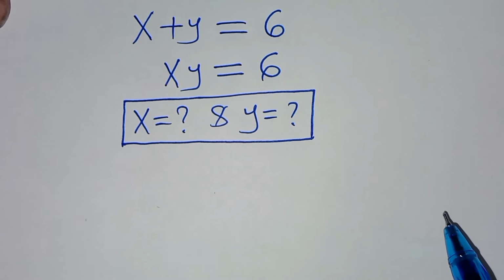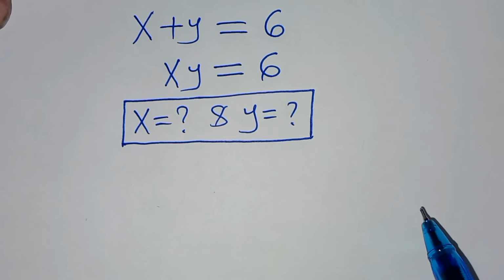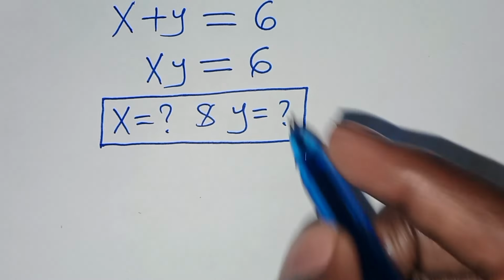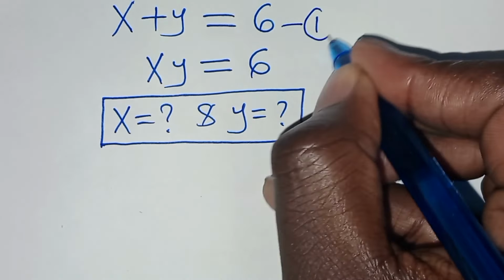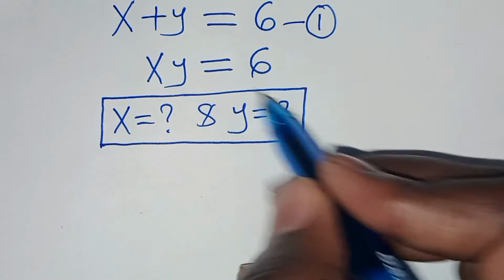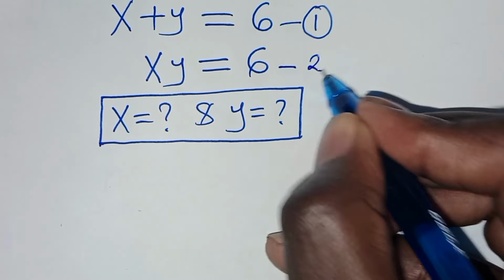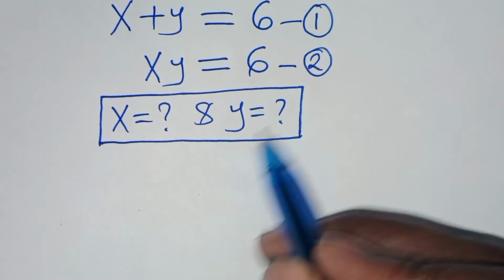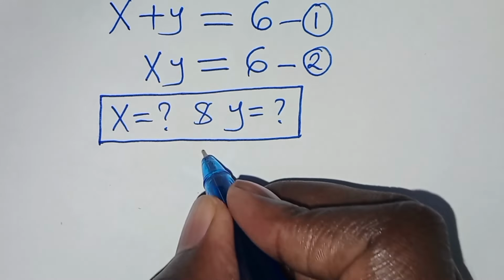Hello everyone, you're welcome to solve this nice algebra problem, which is x plus y equals 6. Let's call this equation 1. Then x times y is equal to 6. Let's call this equation 2. Now, what is the value of x and what is the value of y? Now, let's provide a solution from here.